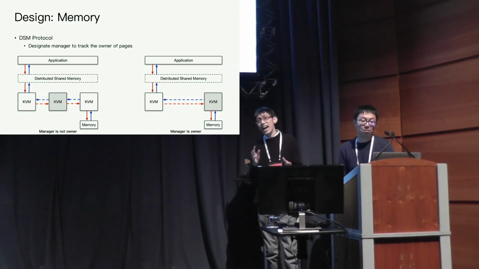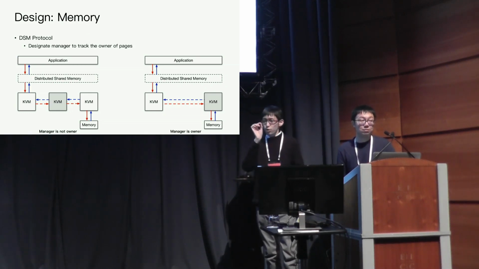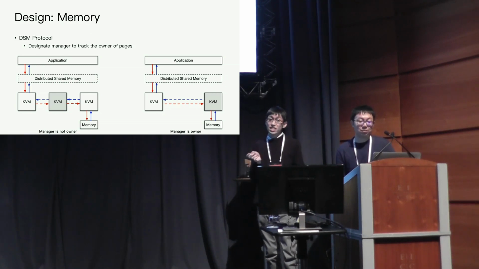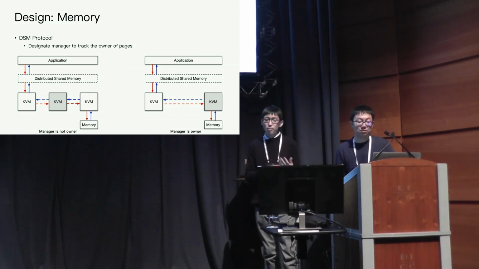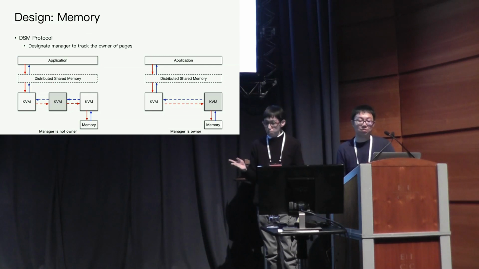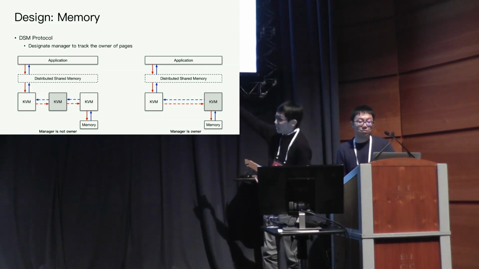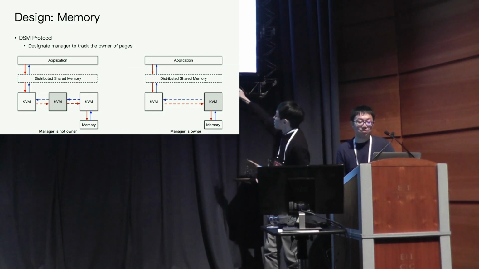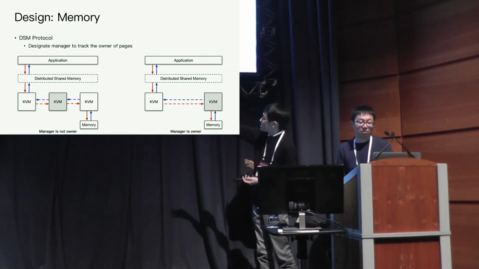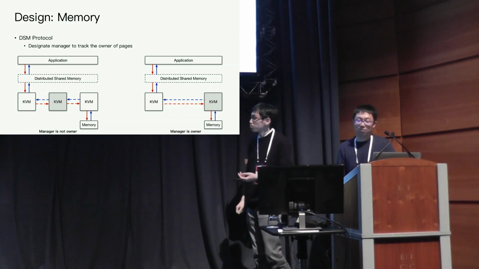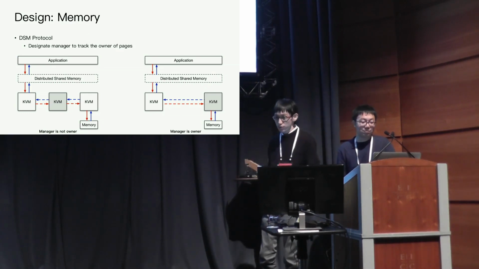The first step is that, since we have set those privileges in EPT, when the guest tries to write to a shared page or access an invalid page, it will first cause an EPT violation, and then the execution is transferred to KVM, then intercepted by our DSM. If the manager is the owner, we can just retrieve the page from the manager, and if not, we can delegate the request to the owner and get it.